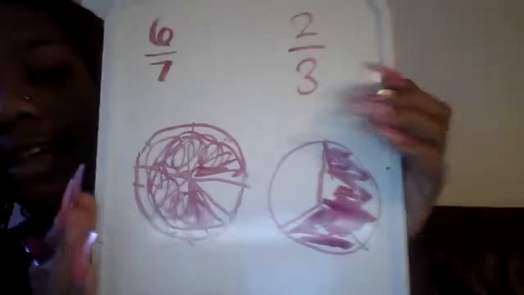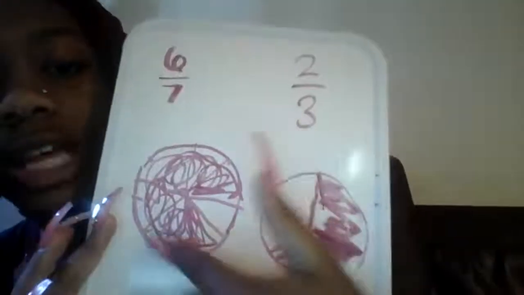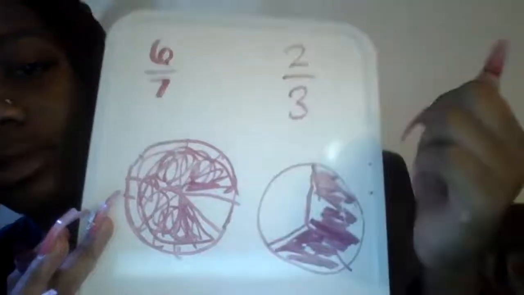Now it may be a little hard to see because my circles are messy, but the one that you see that's filled the most is 6 over 7. So that would be the largest fraction.